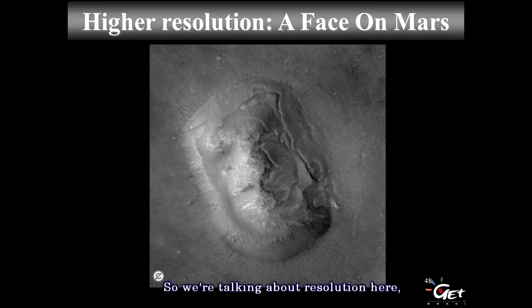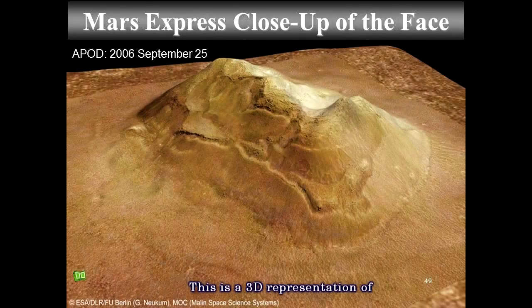So we're talking about resolution here. This is why we need very high resolution instruments to be able to distinguish details with high accuracy, because otherwise it leads to very, very stupid conclusions. But this is a 3D representation of this mountain on the surface of Mars. It's weird, it's almost square, but this is how it is. And you see it's just a mountain. Right, so no Martians, sorry.